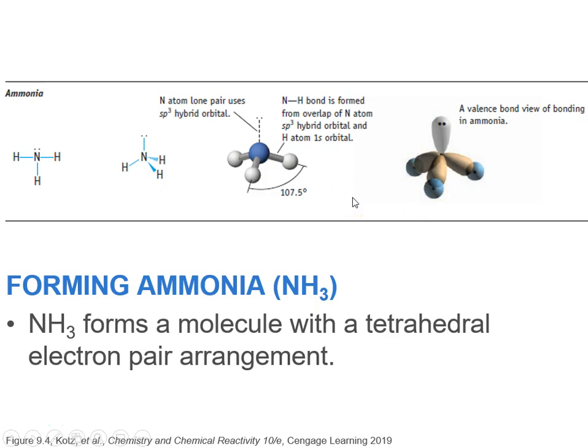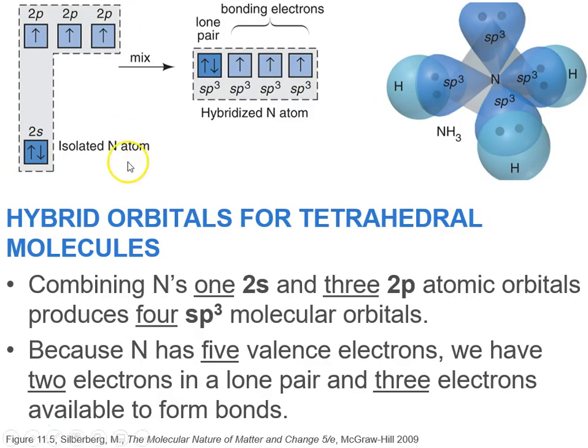So let's look at how we would use molecular orbitals to describe the shape of NH3. Here, remember, nitrogen is in group 5. It has 5 valence electrons. We're going to do the same thing that we did with the carbon, in that we're going to take 1 s orbital and 3 of the 2p orbitals, and we're going to form 4 sp3 hybrid orbitals. So it's the same thing, but remember that carbon had 4 valence electrons and nitrogen has 5.